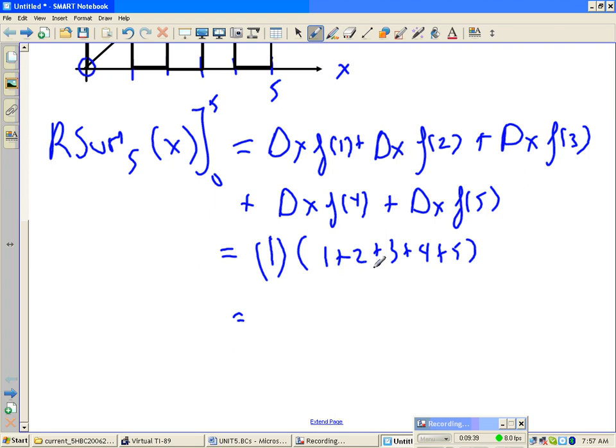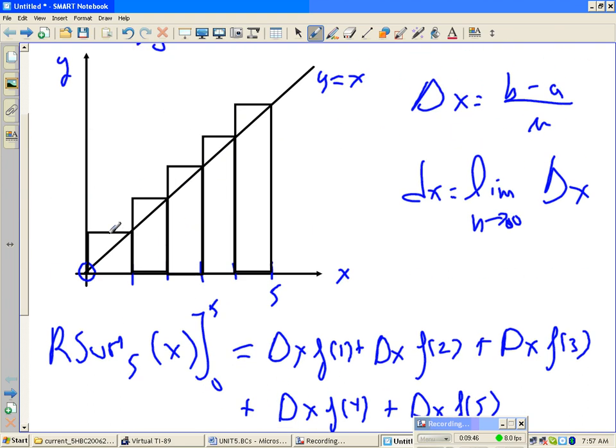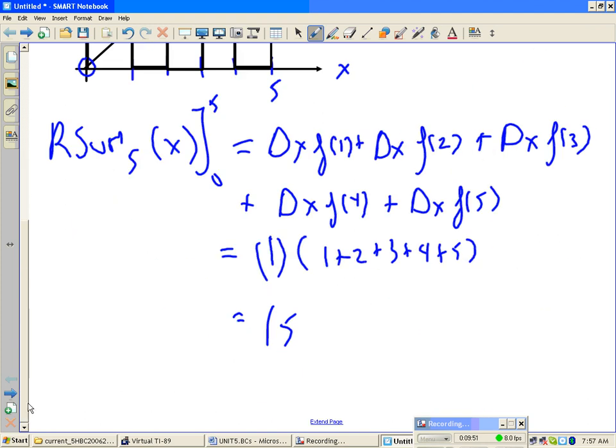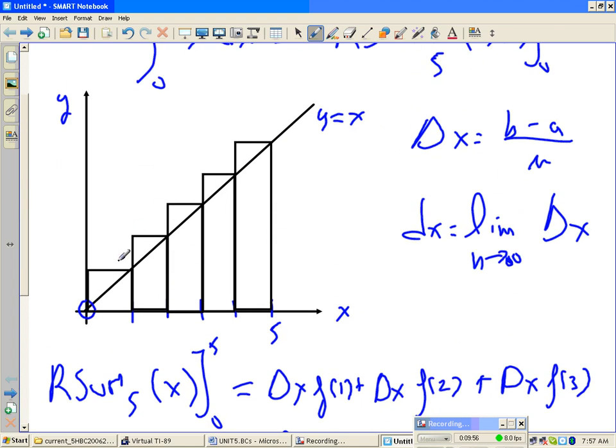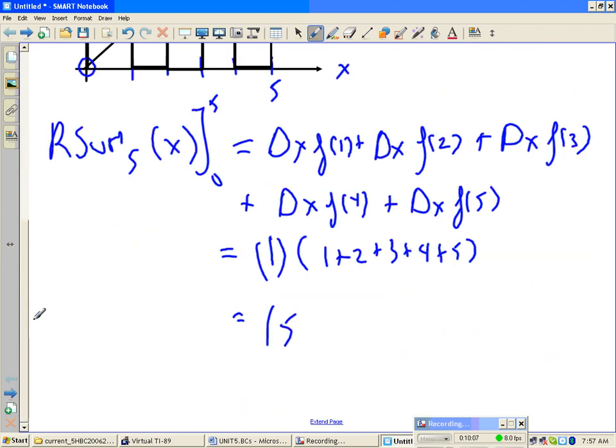Okay, so what's 1 plus 2 plus 3 plus 4 plus 5? 15. All right, so there's my estimate for the area bounded by that triangle. But remember, the triangle area, you just told me was 25 halves, or 12.5, right? So clearly what we got here is an overestimate. So what happens? When you use right sums to estimate the area, and the function is increasing, you're going to find that the right sum is an overestimate. Okay? So let's write that down. If f prime is positive, R sum overestimates.